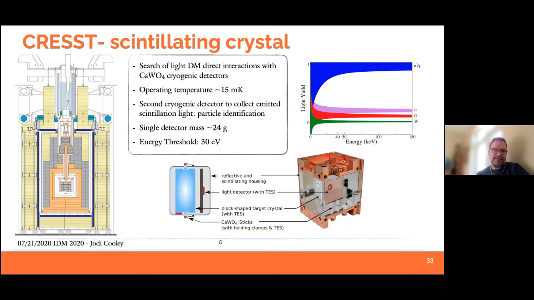The detector mass here is very small, yeah. So this has 24 grams. If you compare that to the 5.6 tons of liquid xenon, it is tiny, right? But again, you gain sensitivity because you have a very low energy threshold. So here it is down to 30 electron volts, so very small.